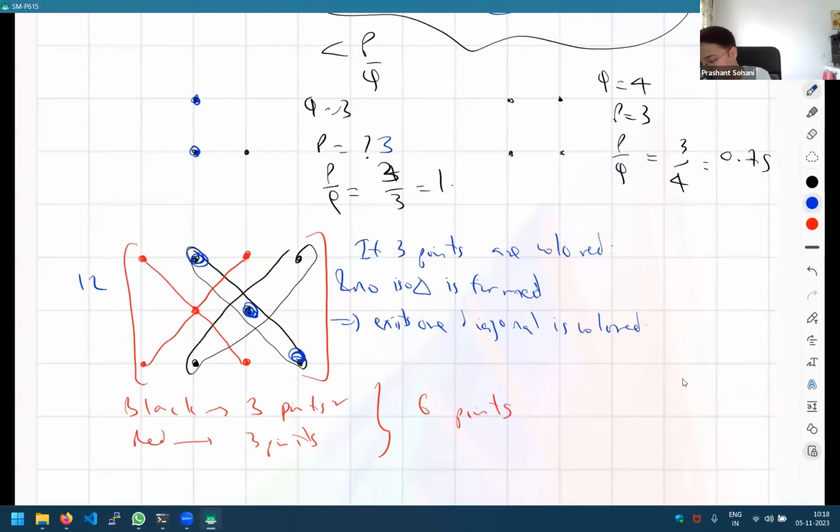Oh, by the way, sorry. But these are not 12 points because I forgot. Actually, there are some cavities here, right? We are not considering these 2 points. Sorry. So actually, there are only 10 points here.